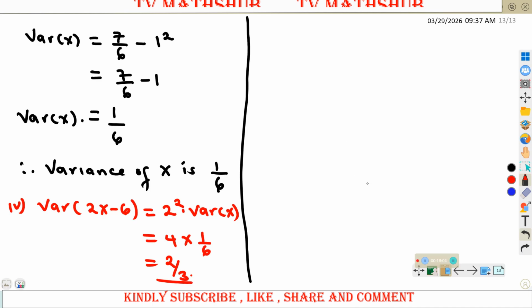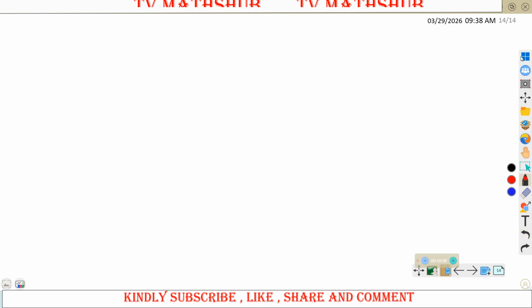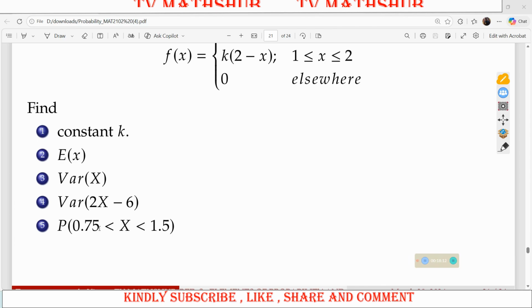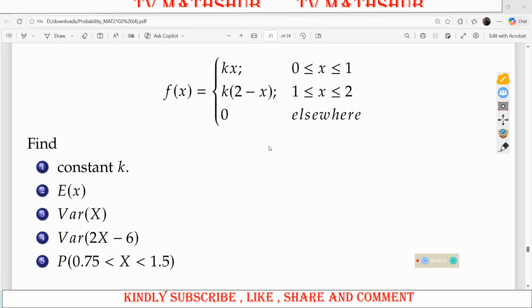And lastly, we shall talk about the probability of 0.75 less than x less than 1.5. 0.75 lies within this range, but 1.5 lies within this range, which is above 1. So it means we shall move from 0.75 to 1, then from 1 to 1.5 using the respective functions. So 0.75 to 1 lies within this range, so we will consider this. Then 1 to 1.5 lies within this range, so it will consider this function.